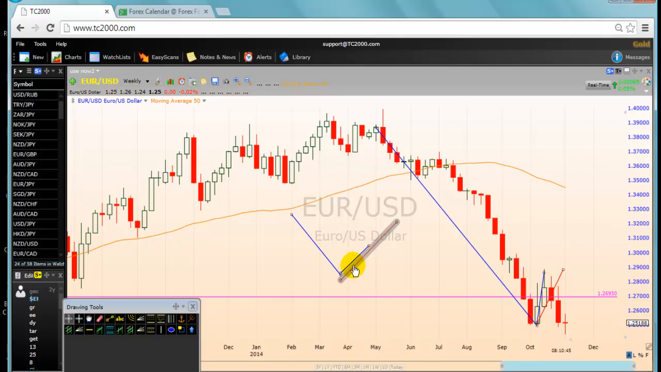Third condition, the common central line is broken. Fourth condition, a candle must close below the common central line. So if you're on the 2 hour chart or the 4 hour chart, the 2 hour candle or the 4 hour candle must close below the common central line. Then you have a setup.